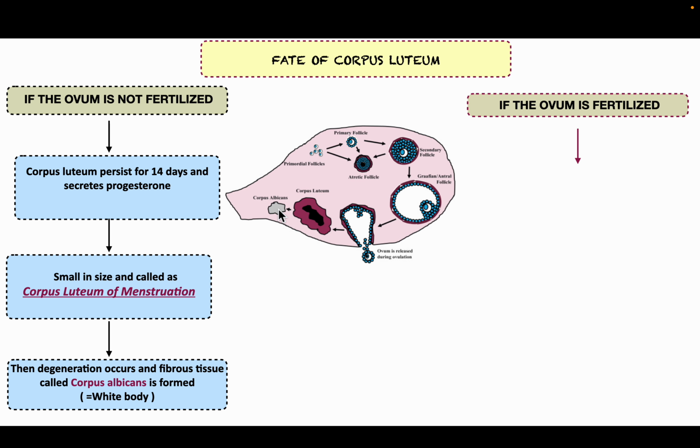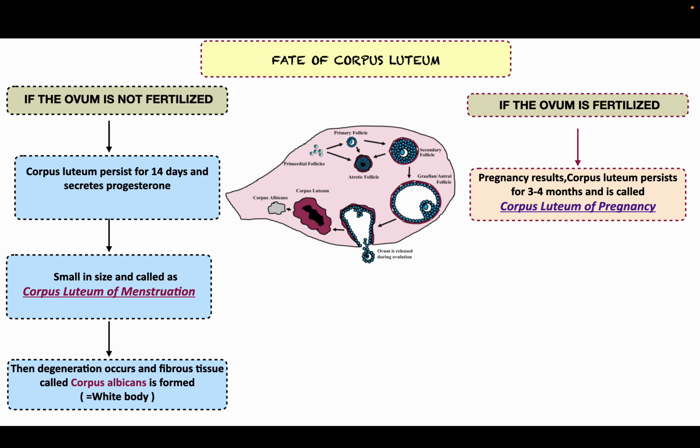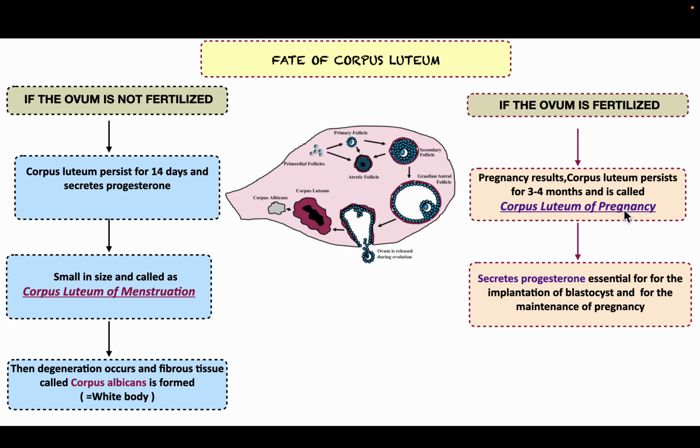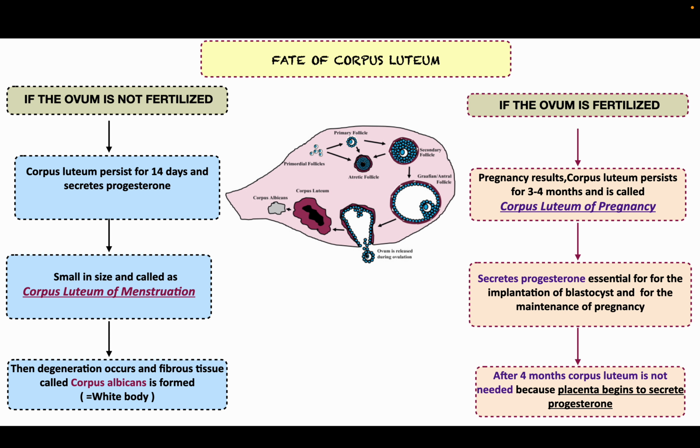If the ovum is fertilized, that stage is different. Pregnancy results. The corpus luteum persists for 3-4 months and is called the corpus luteum of pregnancy. It secretes progesterone, essential for the implantation of the blastocyst and for the maintenance of pregnancy. After 4 months, the corpus luteum is not needed because the placenta begins to secrete progesterone. So this is the fate of the corpus luteum.